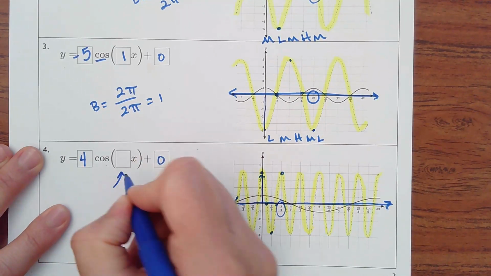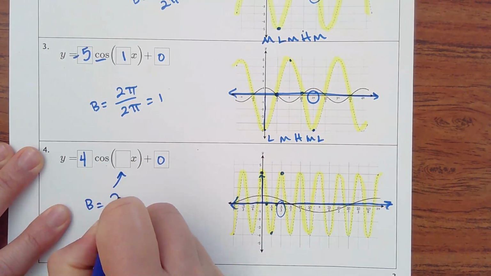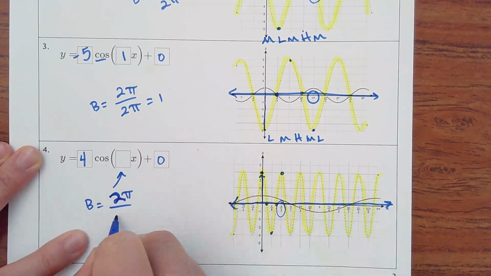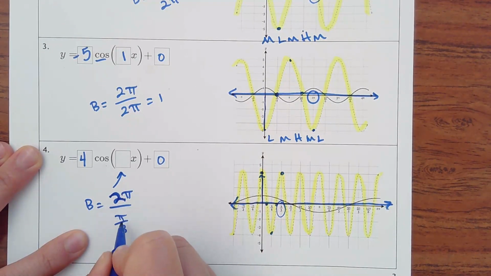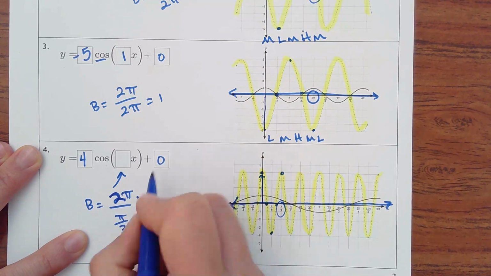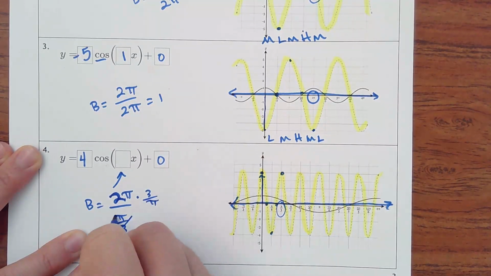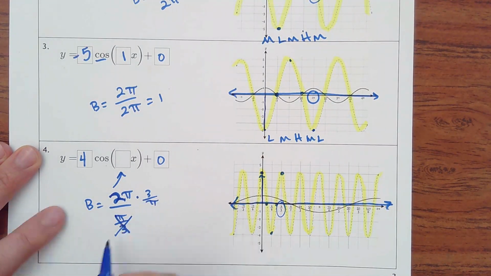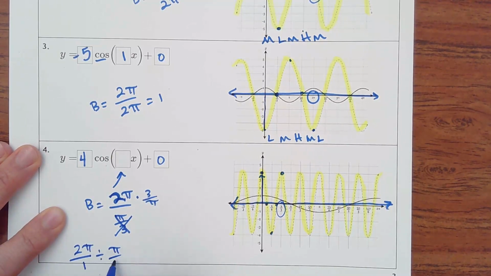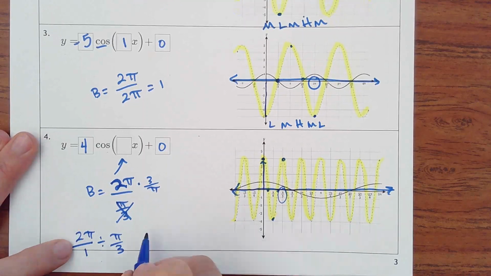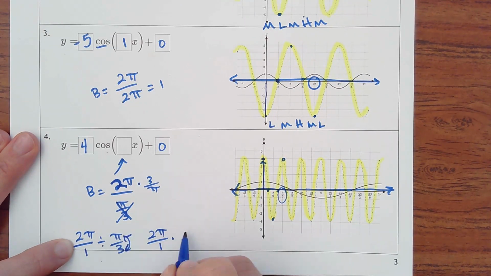So to get this value, this b, you take 2 pi divided by pi over 3. Now we don't want to divide by a fraction. Instead, we're going to multiply by the reciprocal. So we're taking 2 pi over 1 divided by pi over 3, which we can't do. Instead, we keep the first fraction the same, we change the division to multiplication, and then we flip the second.